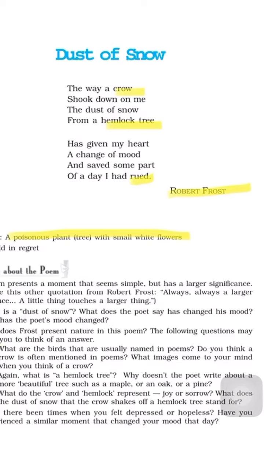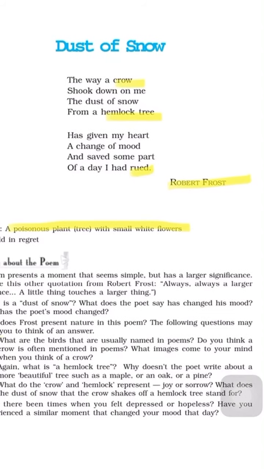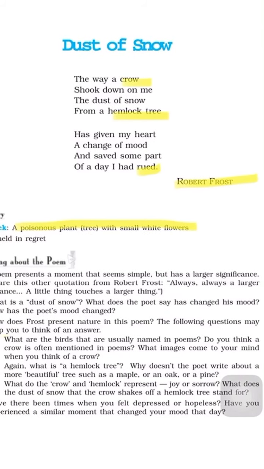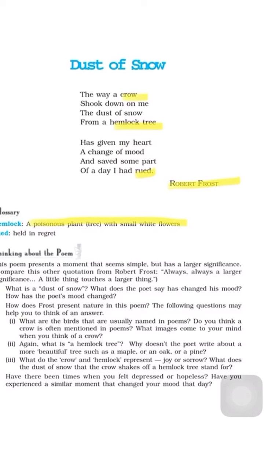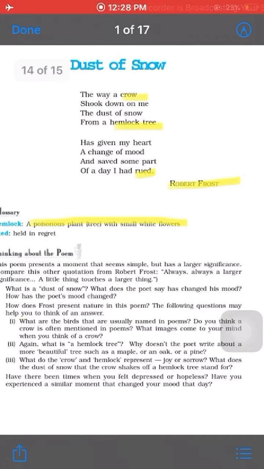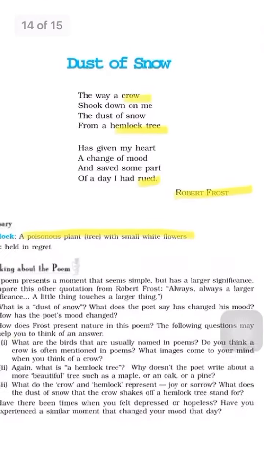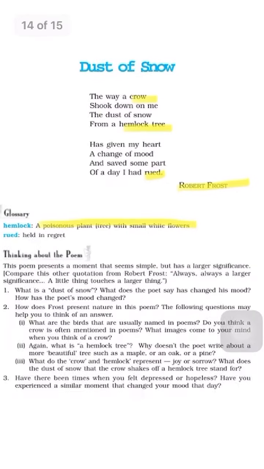So as those snowflakes fell onto the poet, that moment had a great impact on the poet's mood, and that eventually changed the poet's mood, and according to the poet that had a great influence on his mood. So that was the linear meaning of the poem, what the poetry says, what the poet is trying to say.